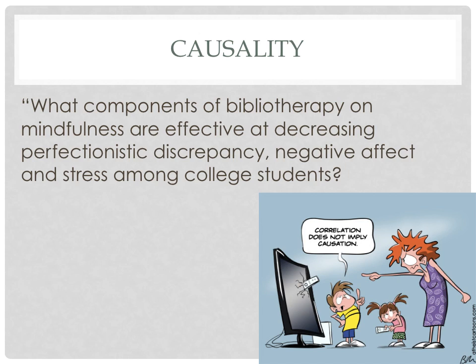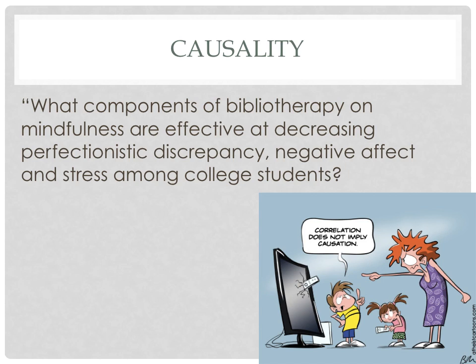Look for causal effects within relationships whenever you can. Although sometimes, depending on what you're really interested in and how you're asking the question, you might end up with how 2 things are related to each other without really knowing the directionality or causes of a particular phenomenon or construct. So, going back to our example topic, the manuscript that we read a couple of weeks ago on bibliotherapy and perfectionism, a question that we might be able to ask is what components of bibliotherapy are effective at decreasing perfectionistic discrepancy, negative affect, and stress among college students?